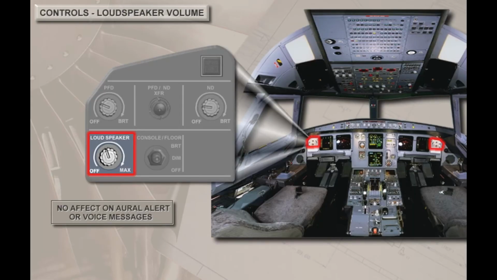The loudspeaker volume control knobs adjust the volume of the cockpit loudspeakers. When the knob is in the off position, the associated cockpit loudspeaker is off. Turning the knob clockwise from the off position increases the speaker volume. This knob has no control over, nor does it affect the loudness of the oral alert and voice messages.